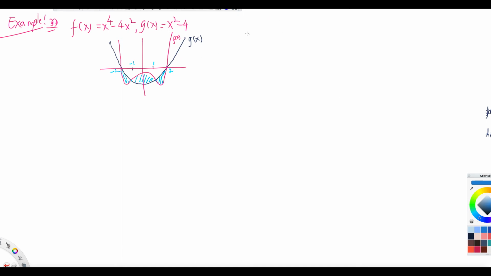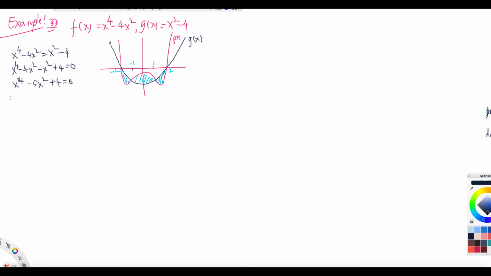How do I find that? At these 4 points, this point, that point, this point, and that point, these two functions are equal. So to find the points of intersection, we set them equal. How do I do that? You do x to the 4 minus 4x square equals x square minus 4. What do you get here? You get x to the 4 minus 4x square minus x square plus 4 equals 0. That is basically x to the 4th minus 5x square plus 4 equals 0.